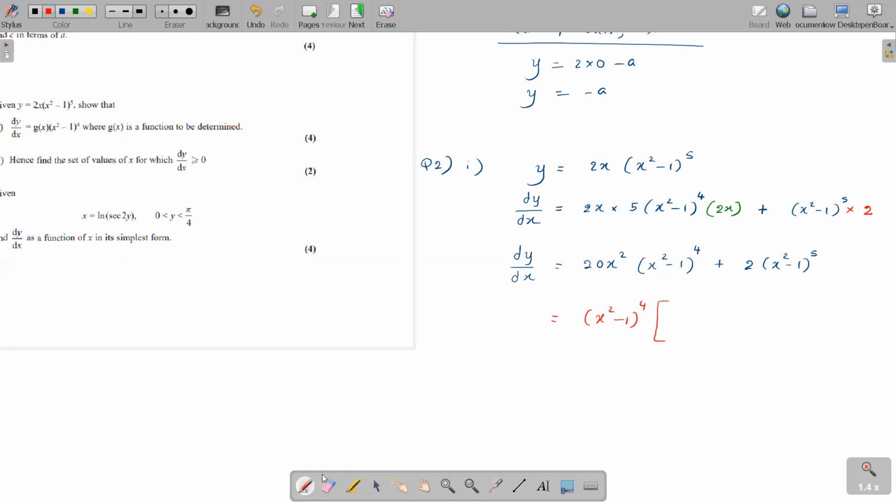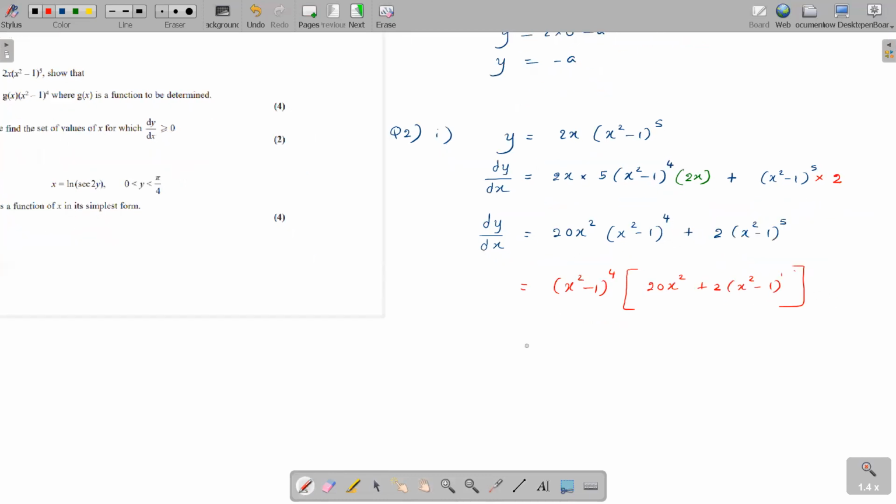So then 20x squared is staying in, x squared minus 1 to the power 4 goes out here, plus 2 x squared minus 1 to the power 5. So you take the power 4 out, which means you have another x squared minus 1 to the power 1 remaining inside, right? So x squared minus 1 to the power 4, inside the bracket you have now 20x squared plus 2x squared minus 2, right?